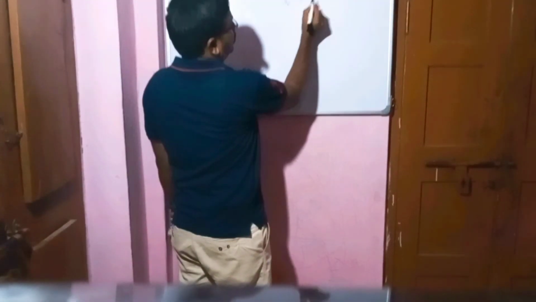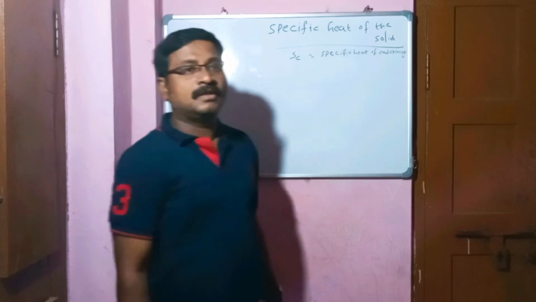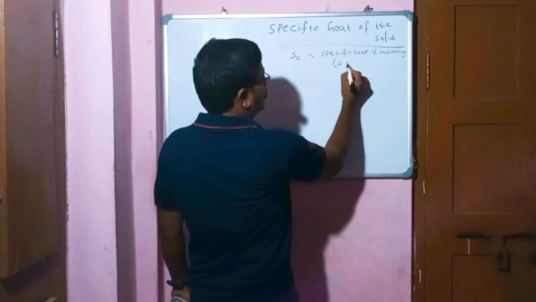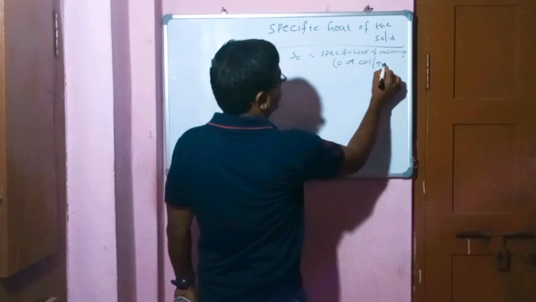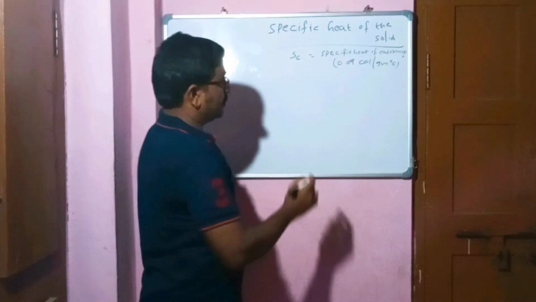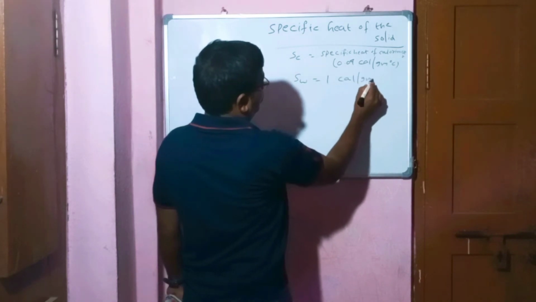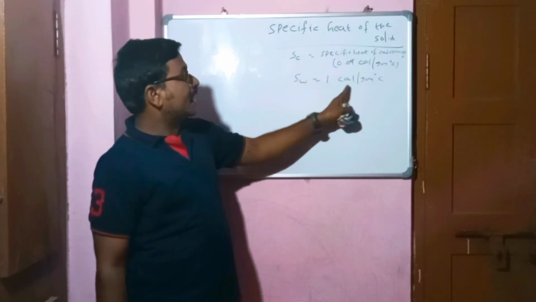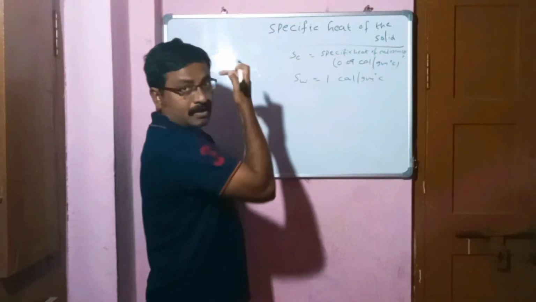The specific heat of the calorimeter. Here SC is the specific heat of the calorimeter. Its standard value is 0.09 calorie per gram degree centigrade. SW is the specific heat of the water. Already you know it is 1 calorie per gram degree centigrade. SC is the specific heat of the calorimeter, standard value 0.09 calorie per gram degree centigrade.